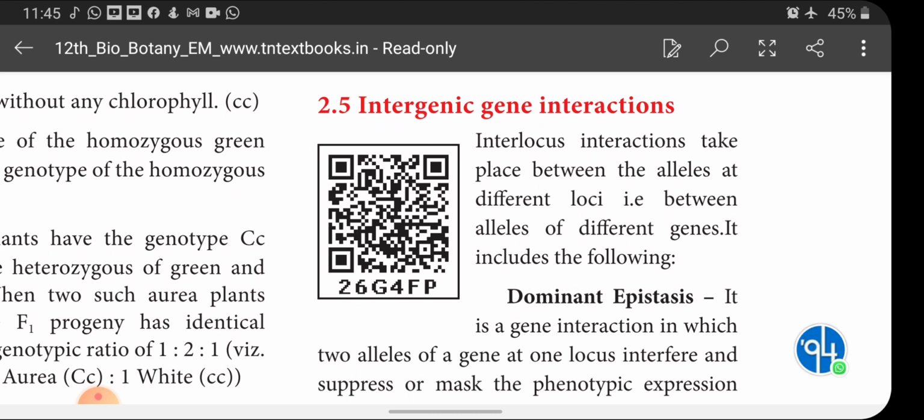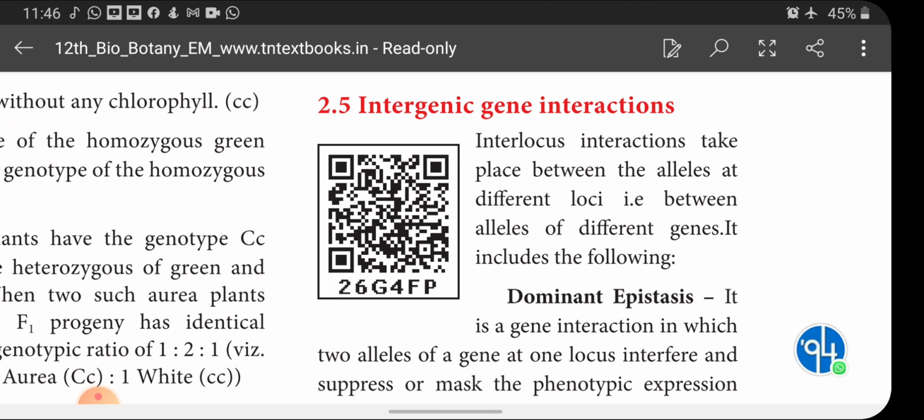One is incomplete dominance, another one is codominance, another one is lethal gene. And now we are going to discuss intergenic interaction. Intra means what? Alleles of the same locus. Interaction among the alleles of the same locus is called intralocus interaction.